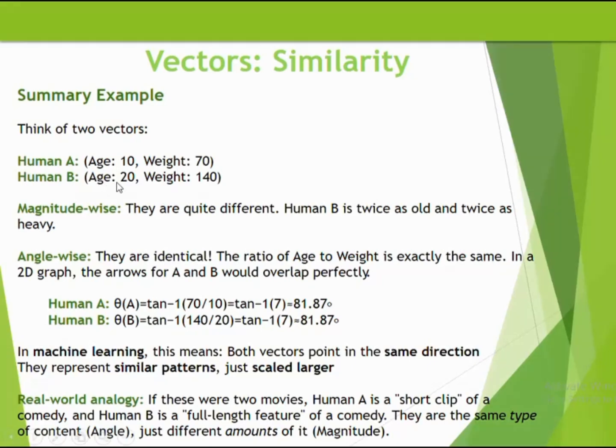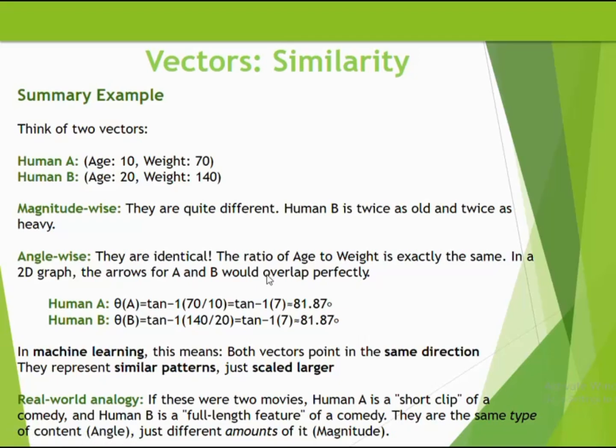There is a human A and another is a human B. Human A's age is 10 and weight is 70, whereas the age of human B is 20 and the weight is 140. Now, in terms of the magnitude, they are totally different. Human B is twice the age of human A, and the weight is also twice that of human A. Whereas in terms of the angles, they are identical. Why? Because the age to weight ratio is exactly the same, right?